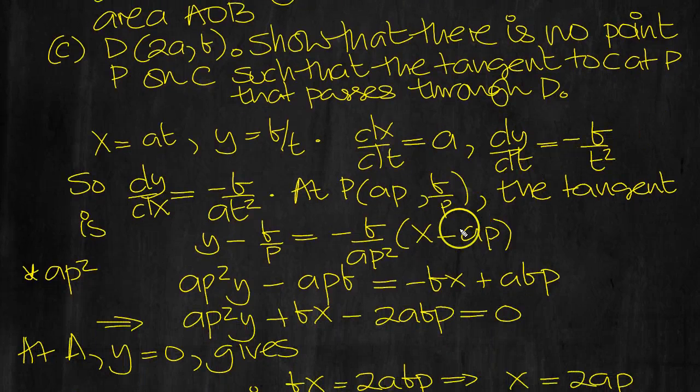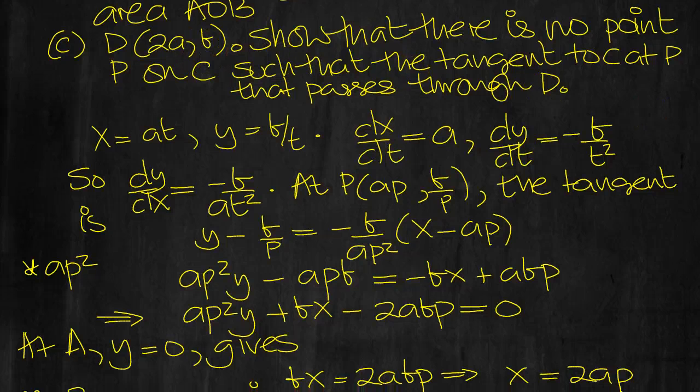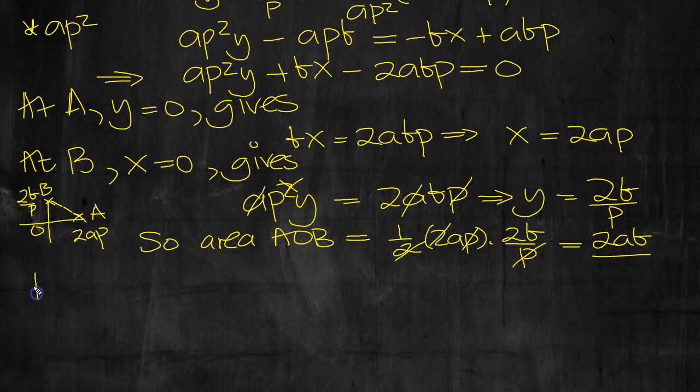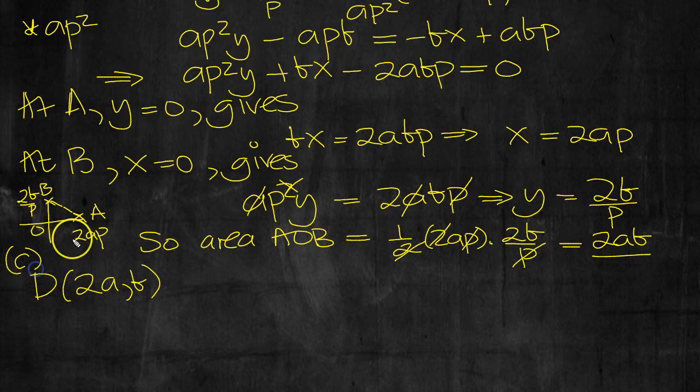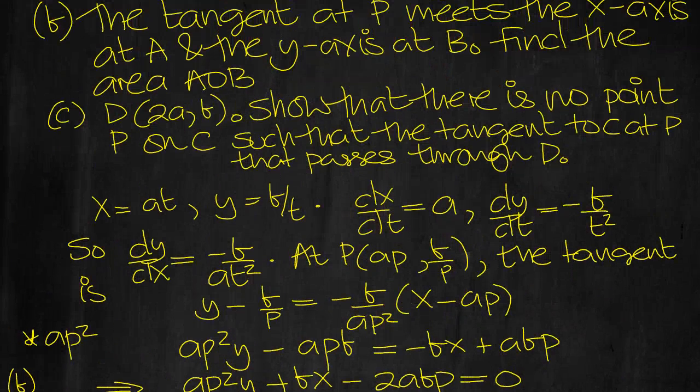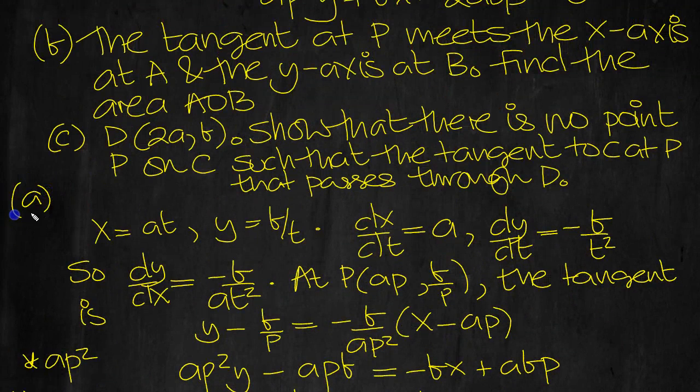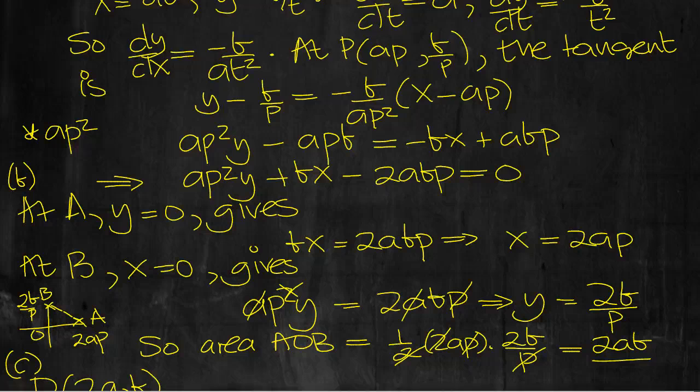Okay, D, (2a, b) is the point here. Show that there is no point P on C such that the tangent to C at P passes through D. So let's put D in, (2a, b). This is part c now. I think this was part b here, wasn't it? And then part a was at the top here. Okay, so D, does the tangent go through that point?